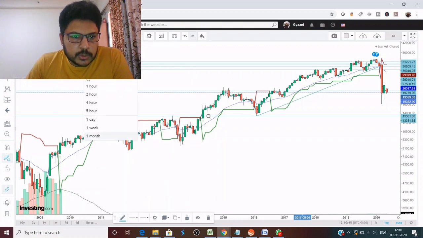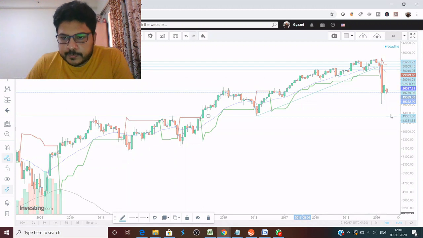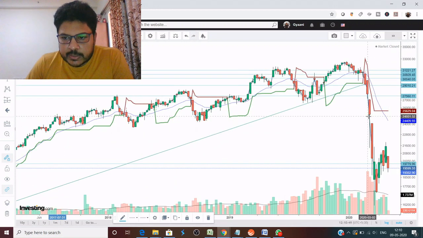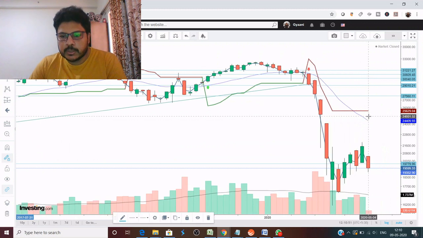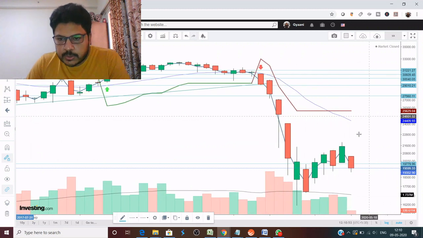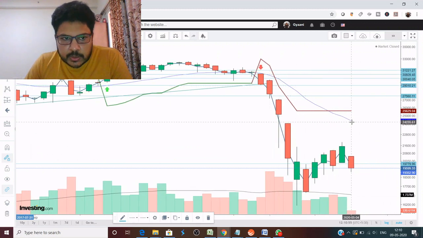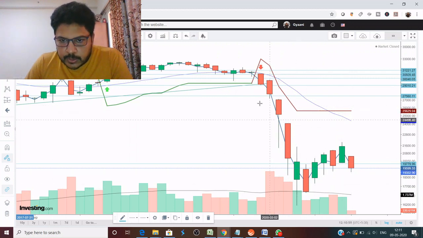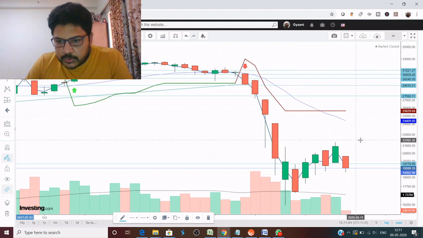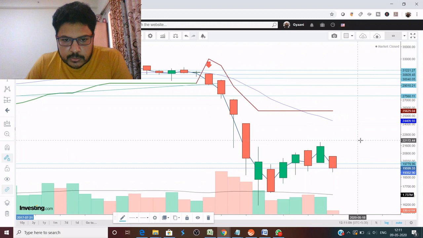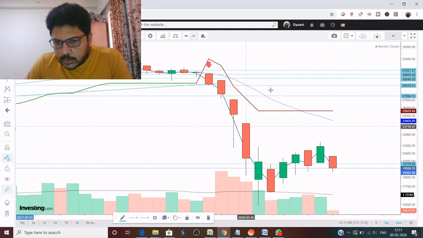So let's go to a weekly time frame and understand how it is on a weekly time frame. What you're seeing is a 20 period moving average, and we have a super trend, and we also have a VWAP which is running. VWAP is used as an intraday indicator, but here we can use it.